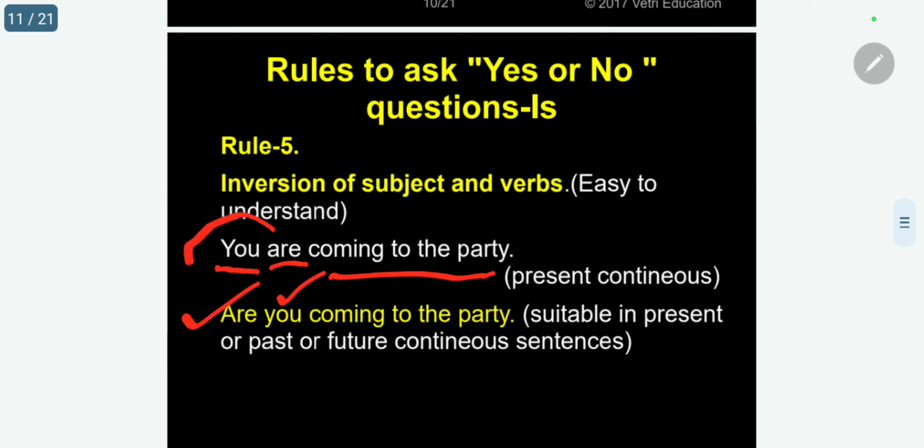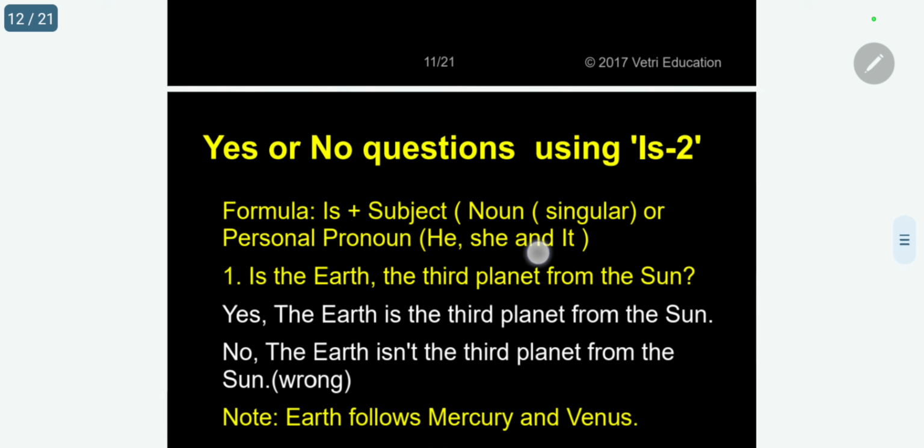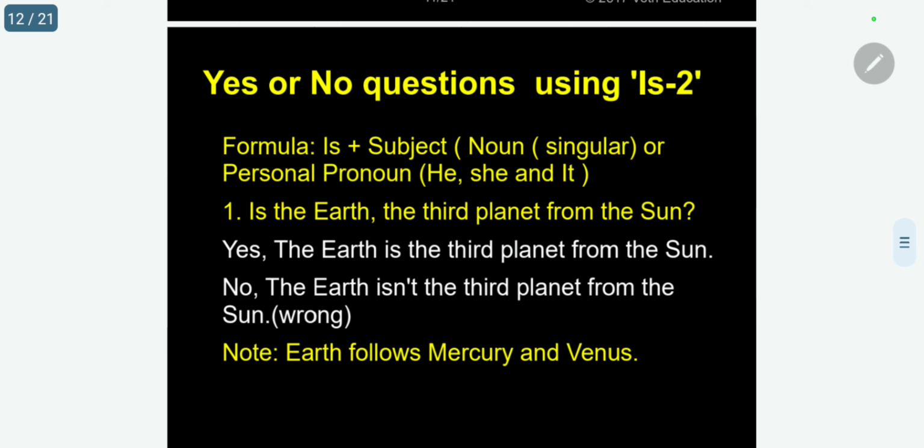It is suitable in present, past or future continuous sentences. Suppose if it is he, then you have to change it to he is, like that. You should be careful. Now, next one. I will start now nearly 10 sentences, questions, to give a clear idea in this subject.